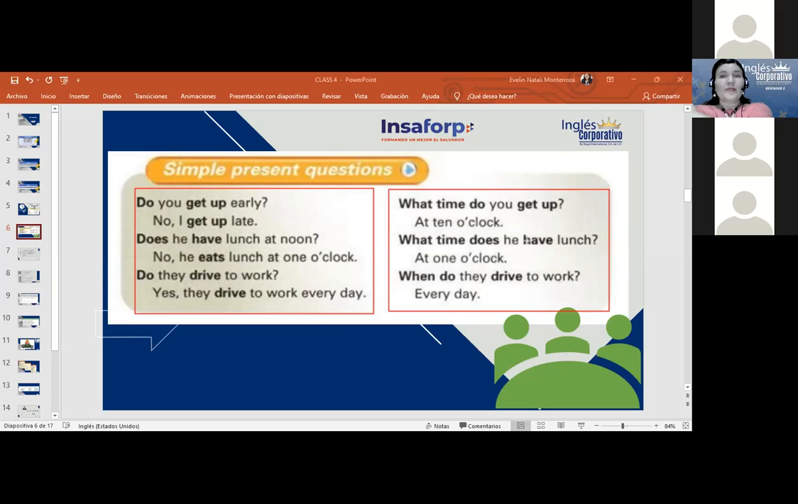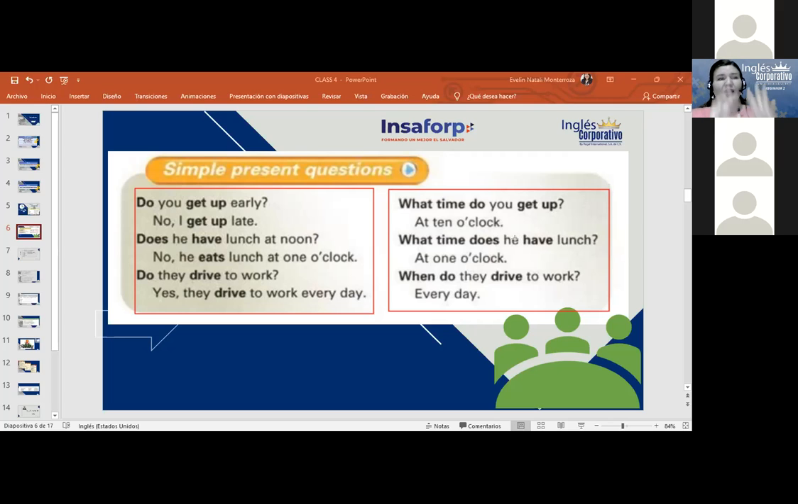What time do you get up? At 10 o'clock. What time does he have lunch? At 1 o'clock. When do they drive to work? Every day. Every day, very good job.